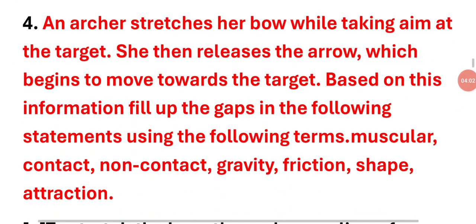Question number 4. An archer stretches her bow while taking aim at the target. She then releases the arrow, which begins to move towards the target. Based on this information, fill up the gaps in the following statements using the following terms: muscular, contact, non-contact, gravity, friction, shape, attraction.